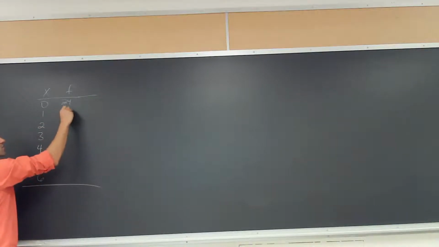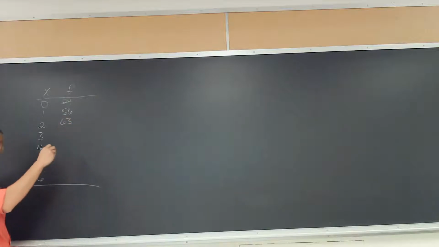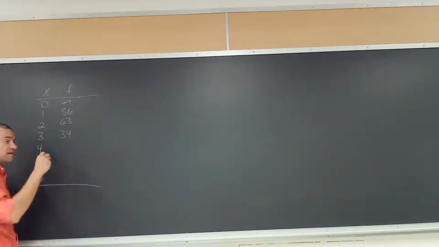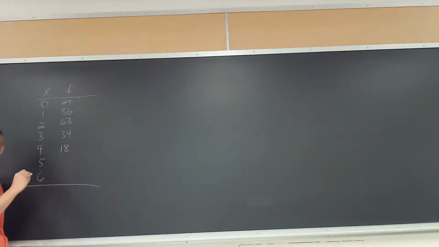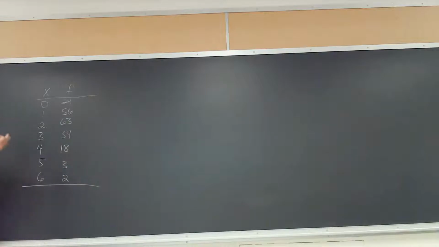Or if we were doing dispersion or spatial distribution of, let's say, plants of some sort, we're dropping a grid and we're counting how many of those plants are in that grid to get a frequency table like this. So we have 24 grids that didn't have any plants that we were interested in. We have 56 grids that only had 1.